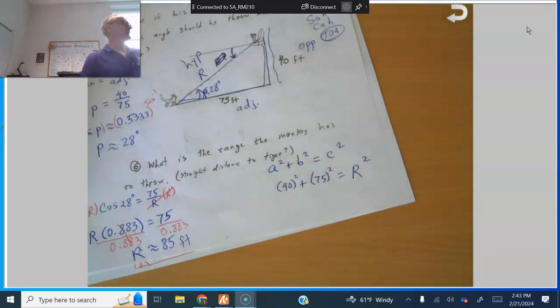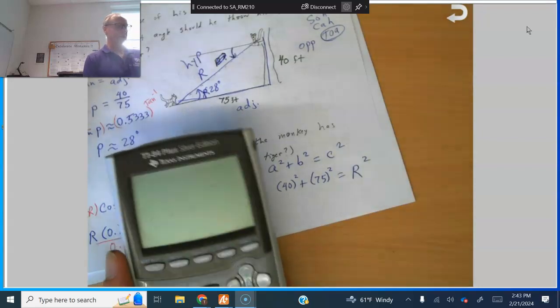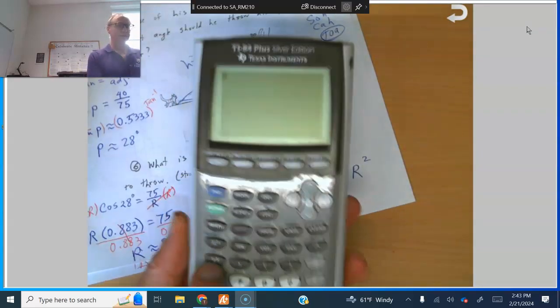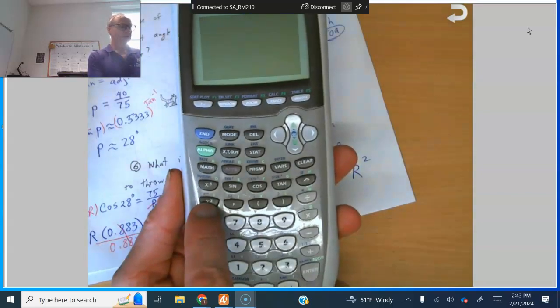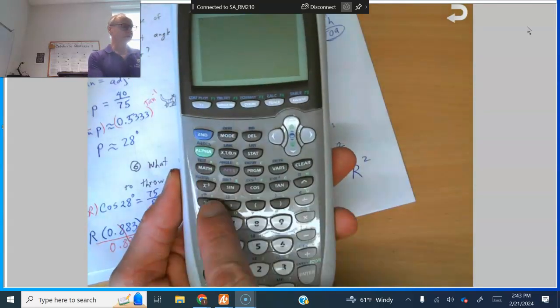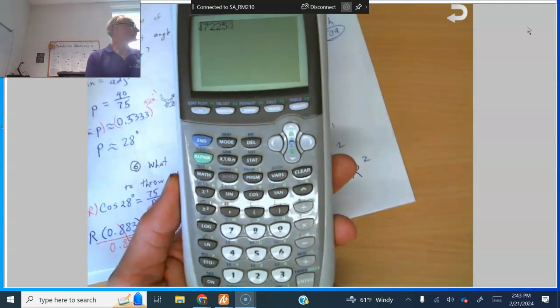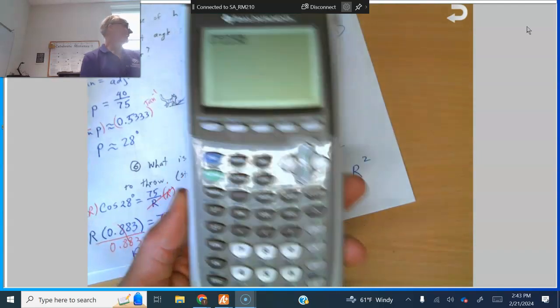Oh yeah, the square root on this calculator is kind of a pain. For you guys, it's yellow and it's right above the x squared button. So you do second x squared, and then you got to put it in, 7225, and take your square root. That's going to be 85, by the way.